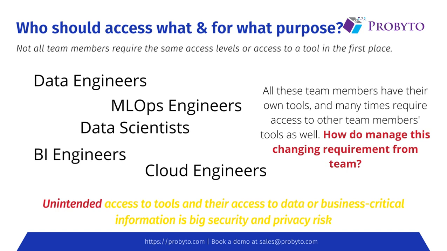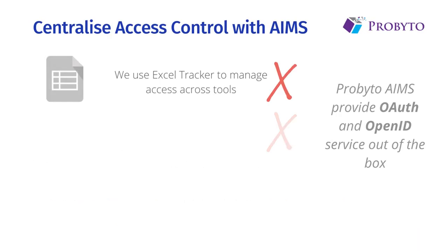So unintended access to tools, and their access to data and business critical information, is a big security and privacy risk, and from the licensing, auditing, and cost perspective it is also important to know. And as we know, not all team members require the same access and the same tools, so this becomes important.